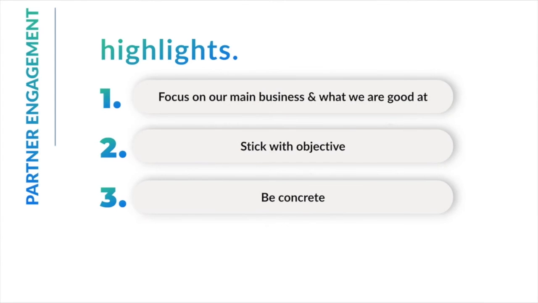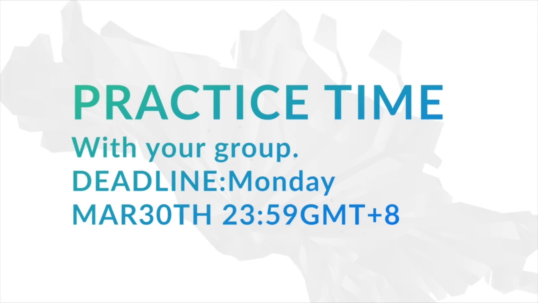And these are some key highlights. First is, always when you think of the activities, always focus on what's our main business and what we are good at. Second is stick with the objective, and third is be concrete. Because if you are not clear about what we want to achieve, what we have, then it will also be very confusing for our partners to collaborate with you.